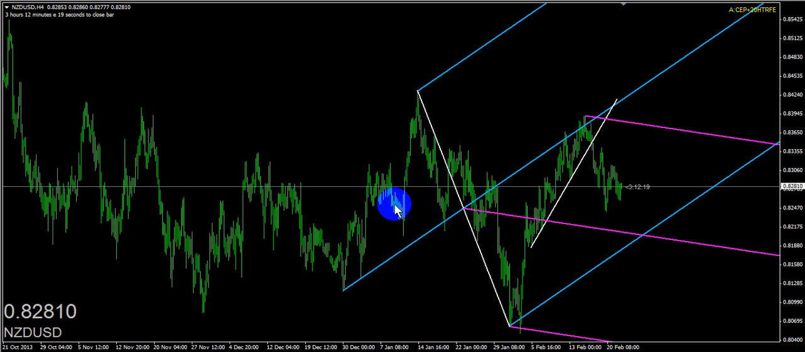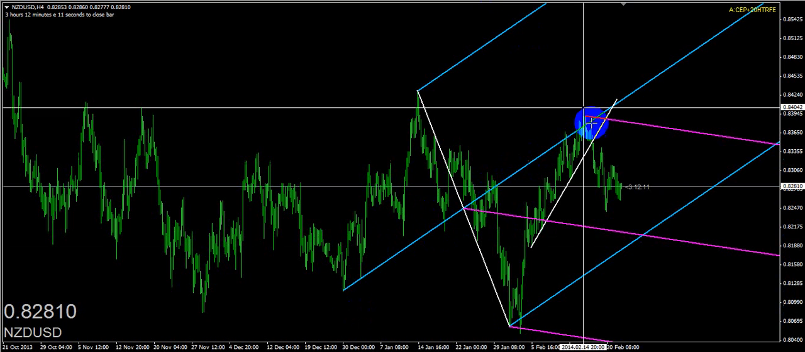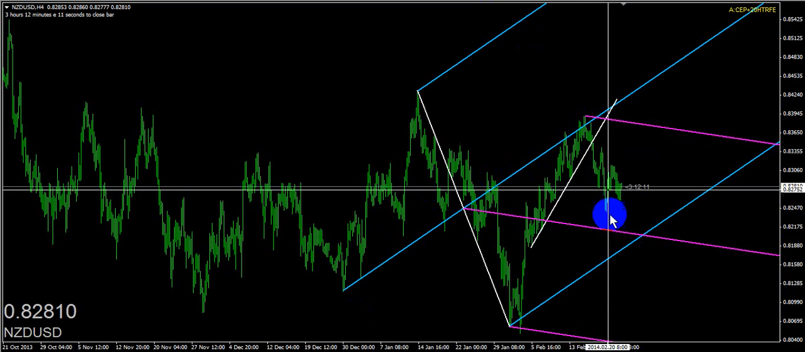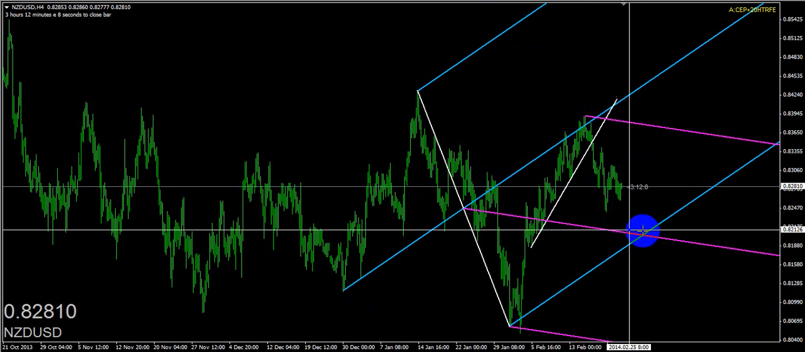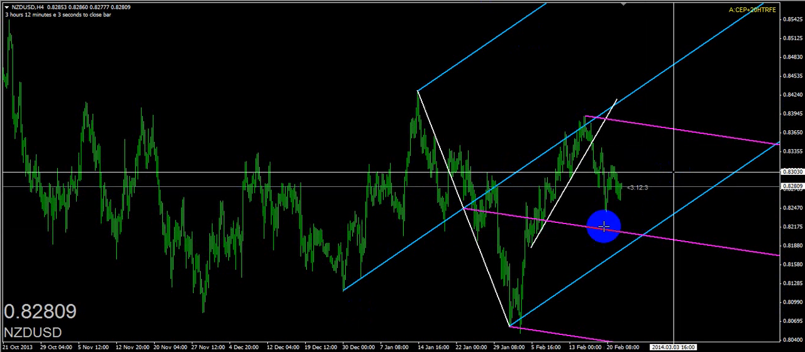For the New Zealand dollar US dollar, we saw some drifting after it hit the median line, and it may continue to drift down here where it might give you a potential long to enter.